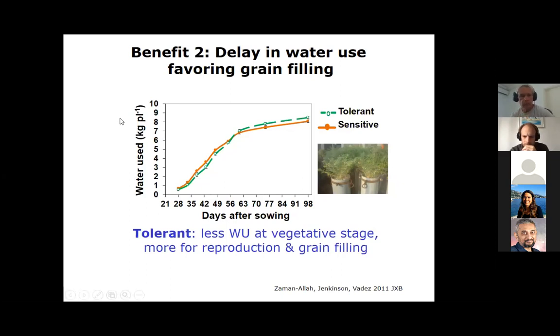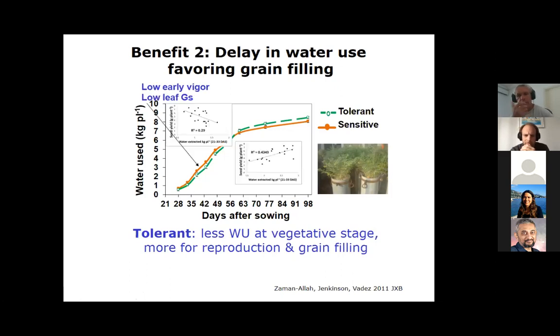Here, if you see the graph, it's cumulated water use as a function of time in two sets of cultivars that are either tolerant or sensitive to water stress. What happens is the tolerant ones tend to use a bit less water at the vegetative stage. They use a bit more at the reproductive stage. Overall, both groups use the same amount of water. They simply use it in a different manner throughout the cropping cycle.